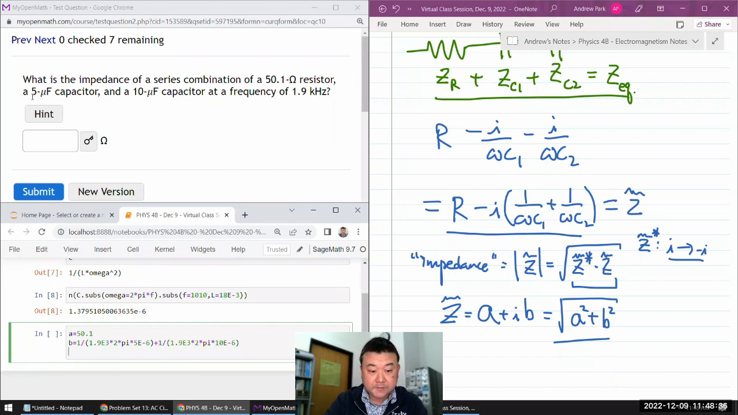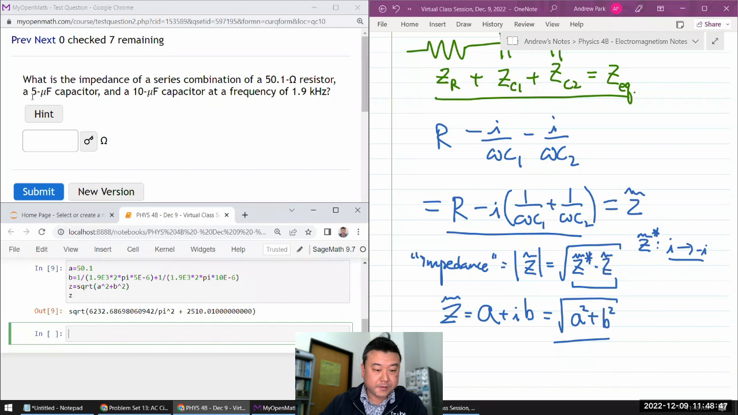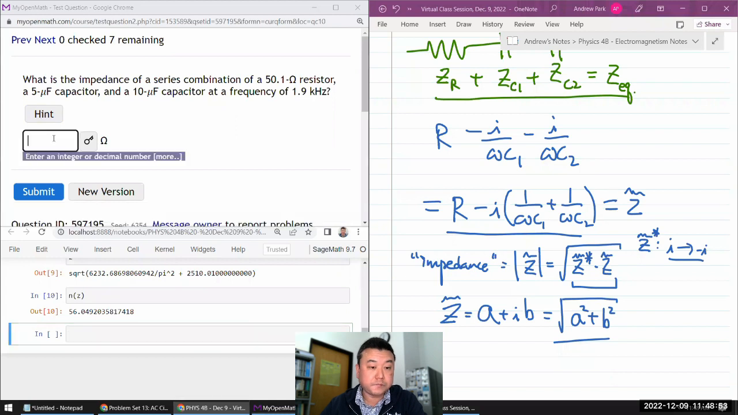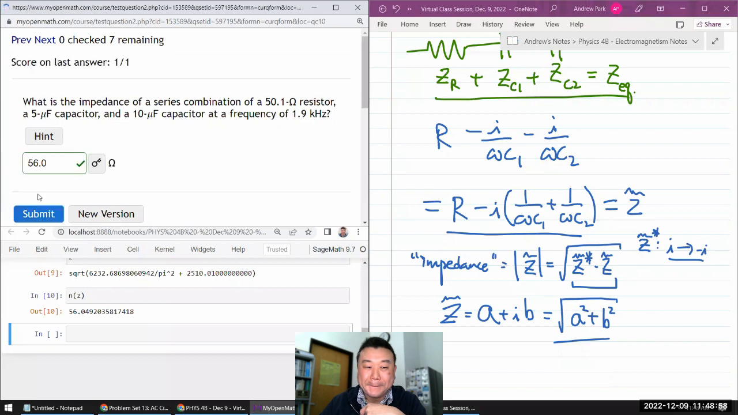Okay, those are my a and b, and I can say my g is the square root of a squared plus b squared, and print out g so that I can type it. 56.0 ohm. Yeah, I think that's right at the border. There it is. So the impedance of a series combination of these is that.